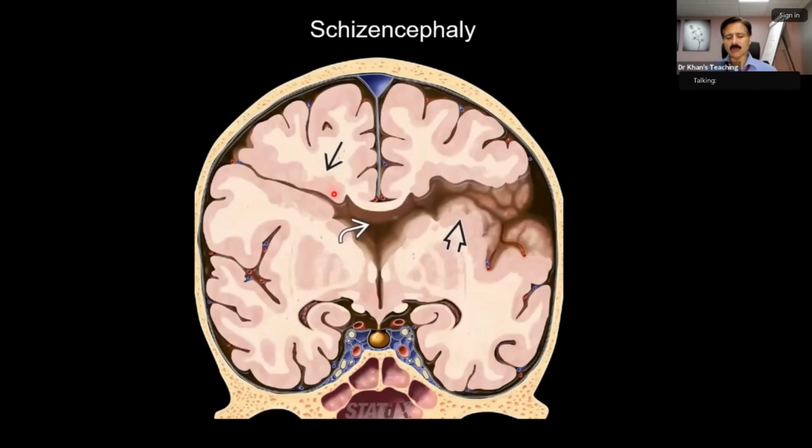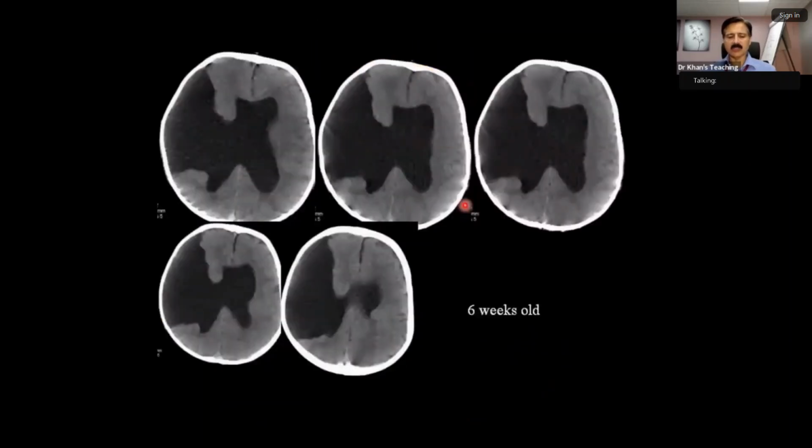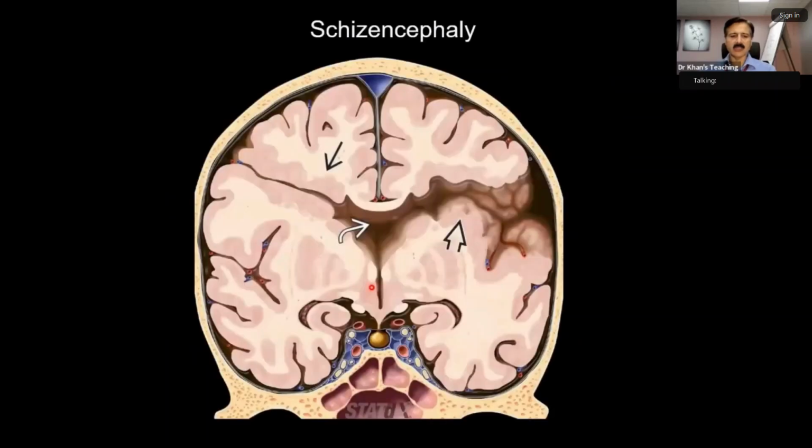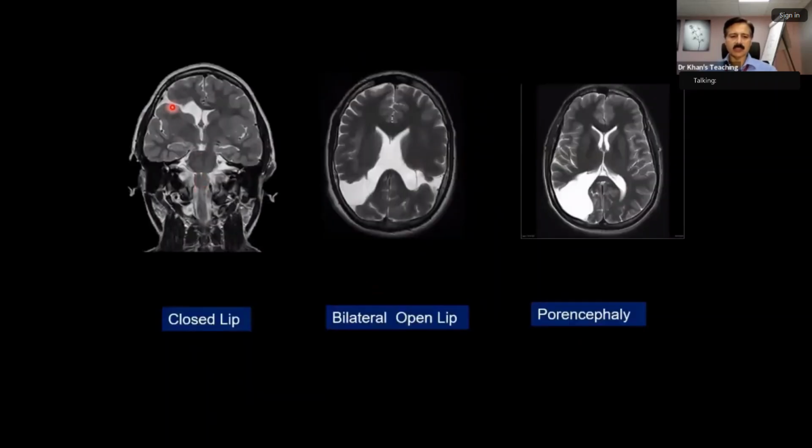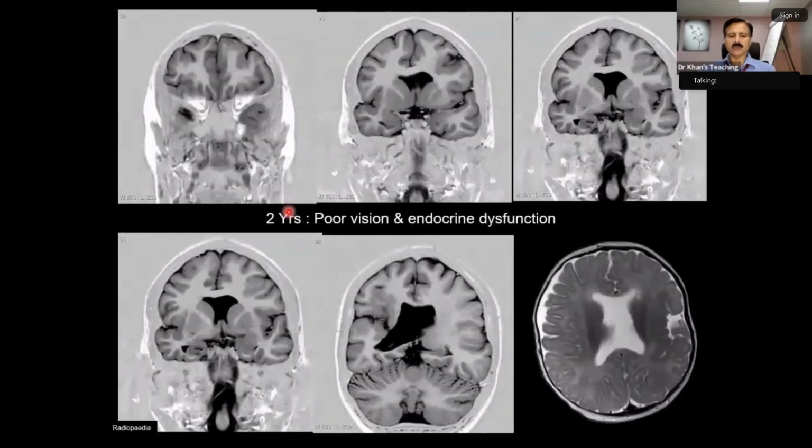So that will not be lined by gray matter. So this lining by gray matter is critical. And so even here, you can see that there is gray matter at the edge. And this is closed lip. This is bilateral open lip. And this is porencephaly, which goes all the way to the ventricle, but it is not lined by the gray matter. And obviously, in the definition, you have to remember that it goes from the CSF of the cortex to the ventricle.